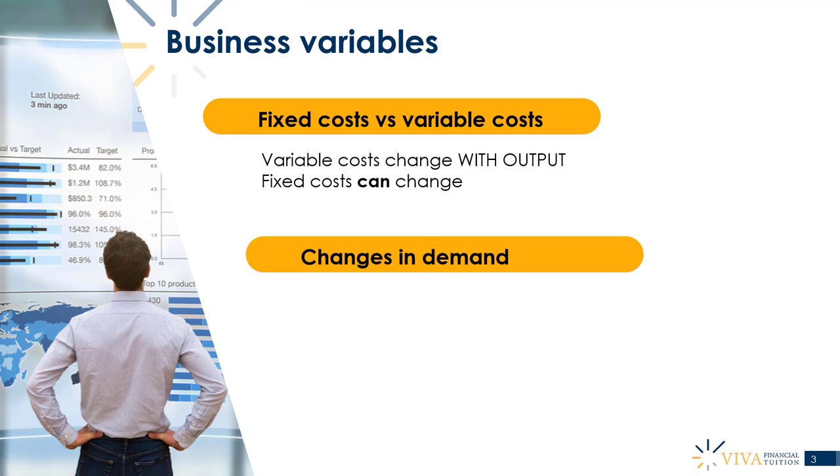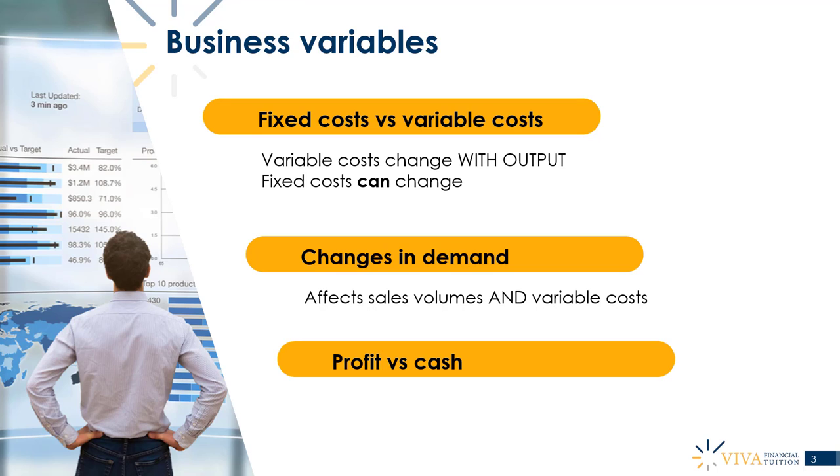Next, changes in demand. Now, hopefully this is going to appear really straightforward to you. So when you have a change in demand for your product, as in you're selling more units, that affects the amount you're selling, the sales volumes, but it also affects your variable costs, because if you're making and selling more units, you're making more output, and therefore those costs go up. They don't impact fixed costs though, do they?